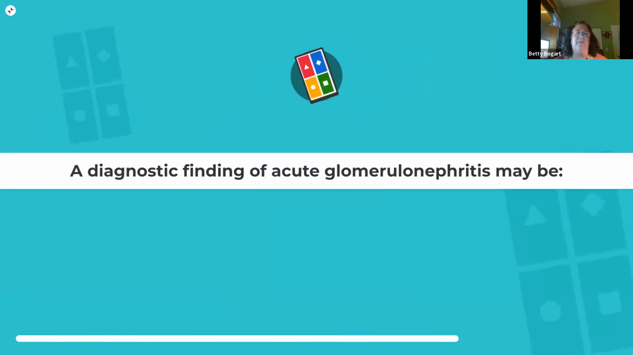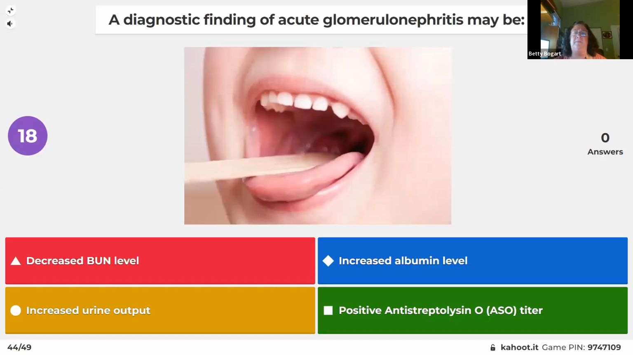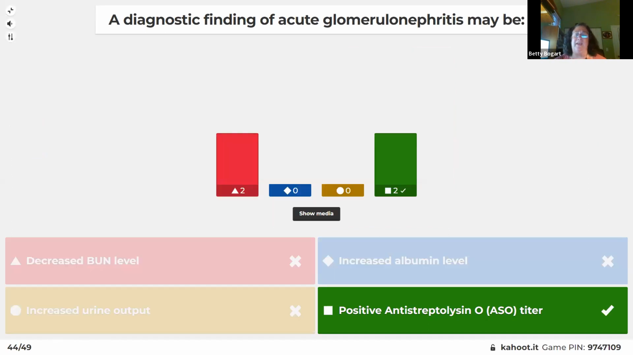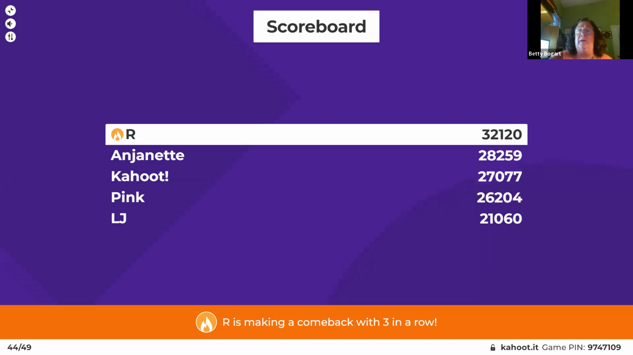A diagnostic finding of acute glomerulonephritis may be what? I mean, we know glomerulonephritis is caused by strep infection. Which one of those says that? It's what we call a positive ASO titer, or anti-streptolysin. Okay, strep, that's your key thing there. ASO titer. Sometimes you see it written this way, and that's why I put it there for you. I've seen it on exams that way.